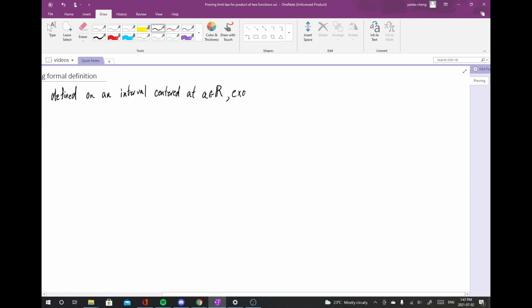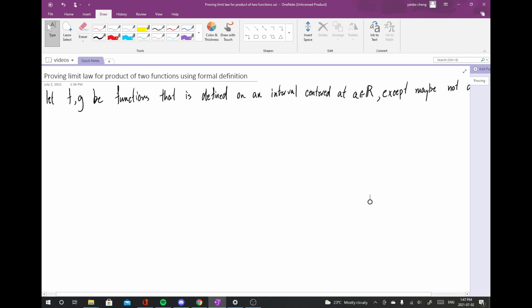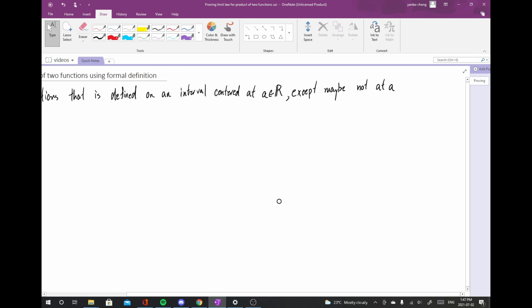Except maybe not at a. There still may be a limit at a, except a may not be defined.